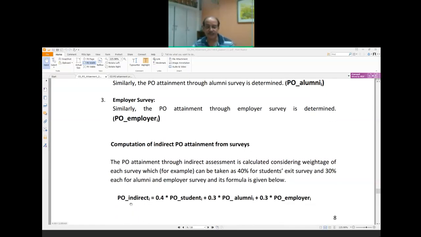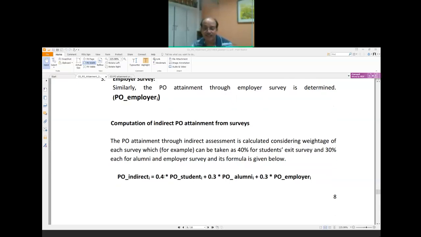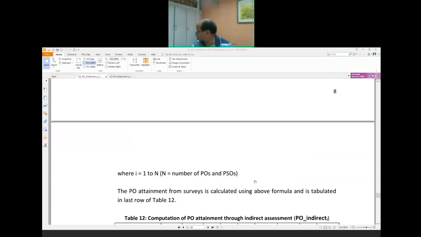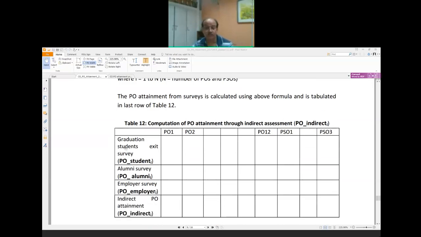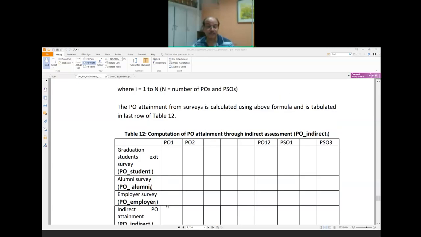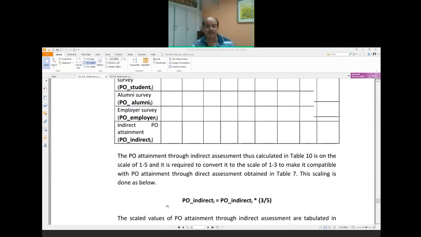In the same way, we calculate for the alumni, and we calculate for the employer survey. Then for each of the POs, we calculate the indirect attainment. Again, I have to define what sort of weightage I give for these surveys: 40, 30, and 30. I calculate this value. PO indirect is 0.4 of student, 0.3 of alumni, and 0.3 of employer. So this is how I make the graduate exit survey, I define the alumni survey, I define the employer survey, then I define the weightages and get this value.